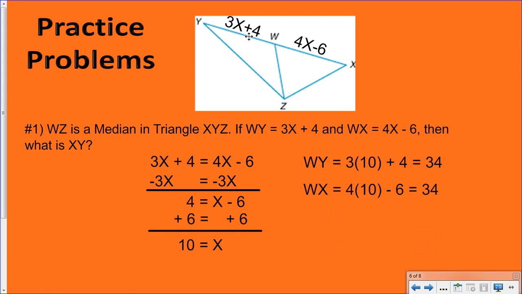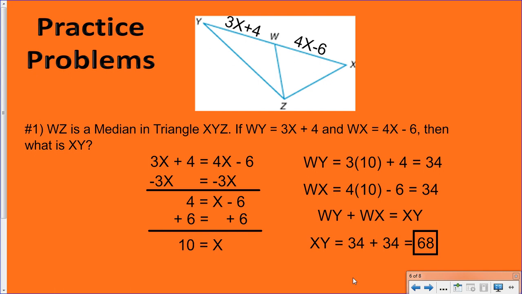These two had to be equal. 34 has to equal 34 because W is the midpoint. But we want to know XY. Well, in order to find XY, we have to take WX and add it to WY. So we're just going to do 34 plus 34. And so our answer, XY, equals 68.